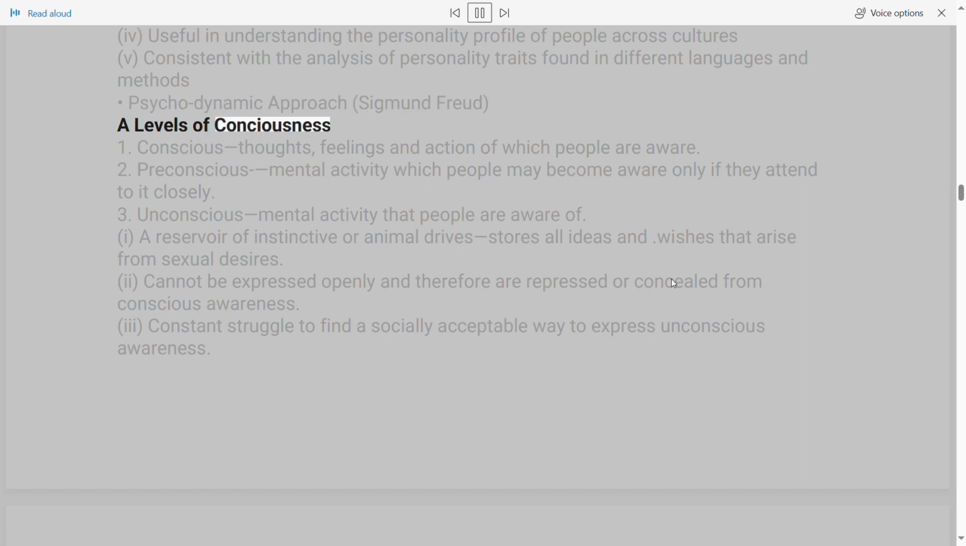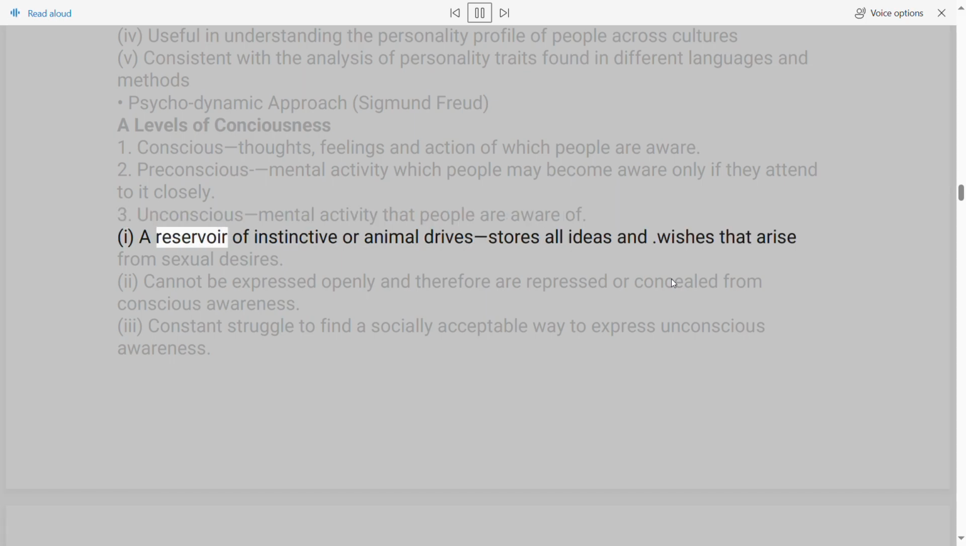Levels of Consciousness. 1. Conscious: thoughts, feelings and actions of which people are aware. 2. Preconscious: mental activity of which people may become aware only if they attend to it closely. 3. Unconscious: mental activity that people are not aware of.